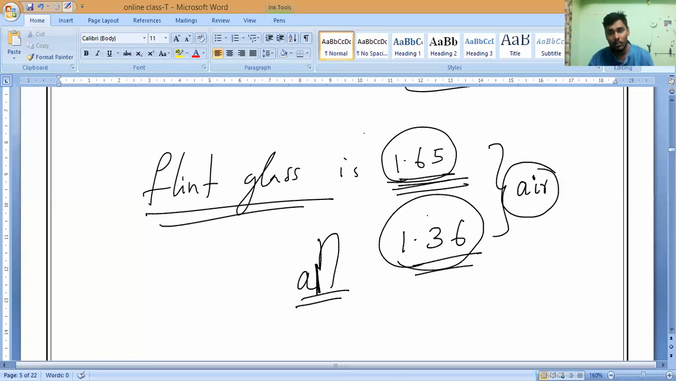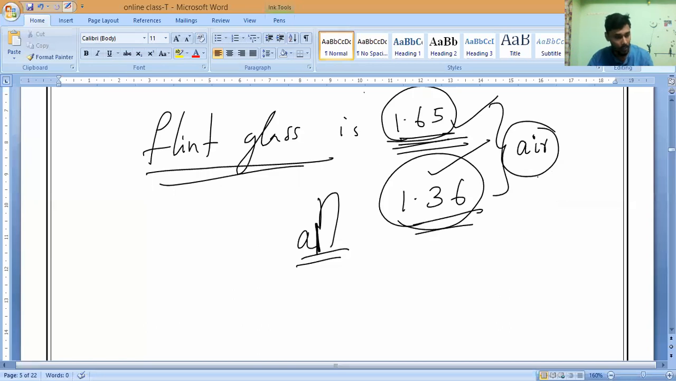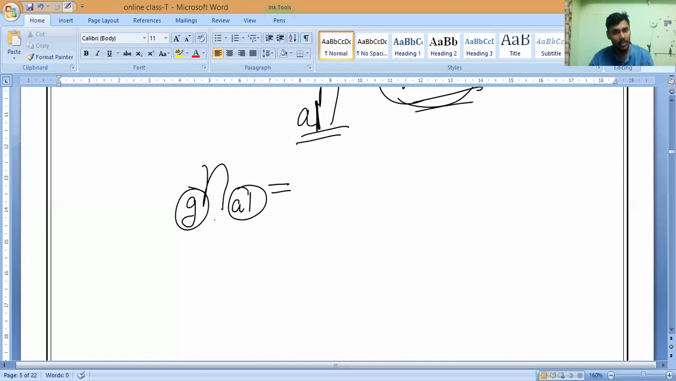Whenever in a question you see two refractive indices, they are absolute refractive indices. Now the question is, what is the refractive index of flint glass with respect to alcohol? So they are asking absolute or relative? Not with air, they're asking with alcohol. Alcohol means it is a relative refractive index.